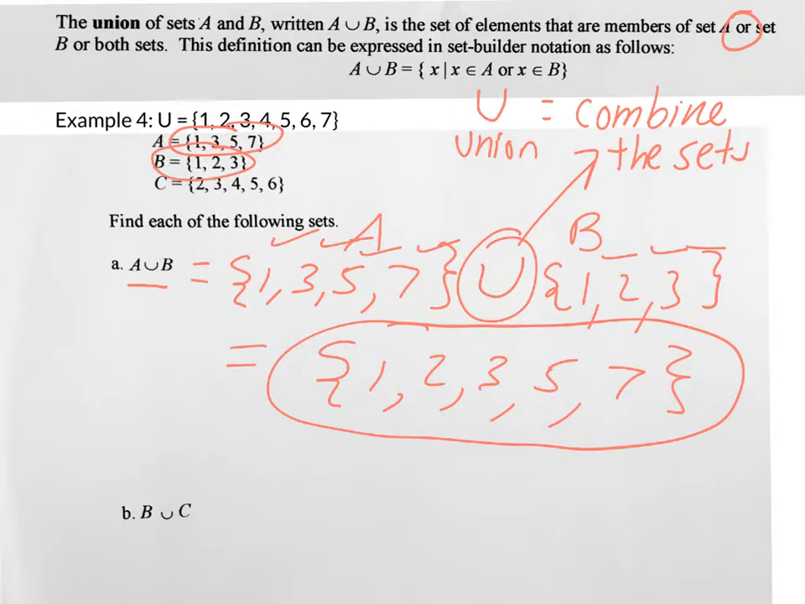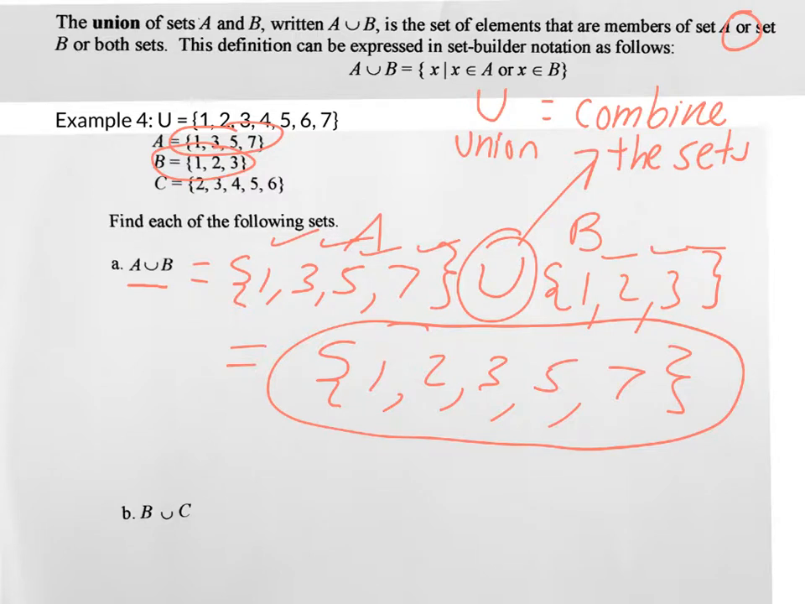Again, it's a set operation, so I do need those curvy set brackets around the final answer, and all of these are going to be in roster method unless they specify otherwise in the homework. So I just put those commas in between all the elements. So you just combine the elements together and you are done.